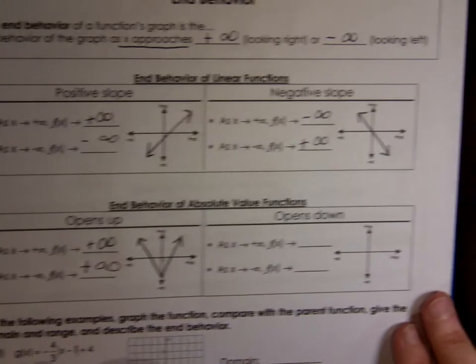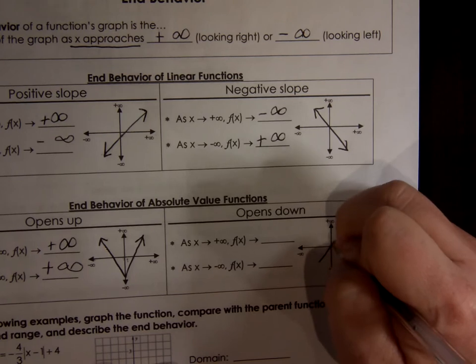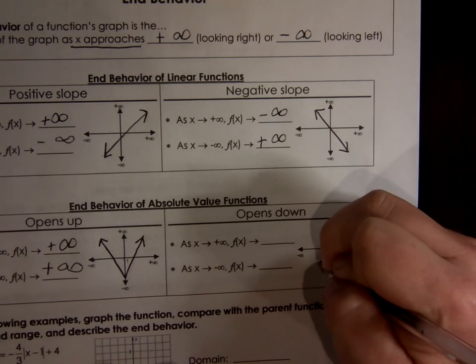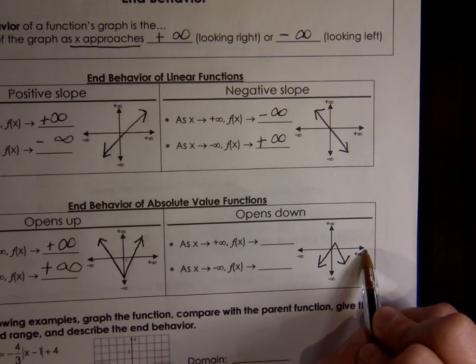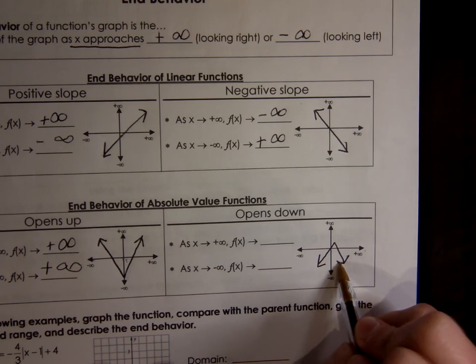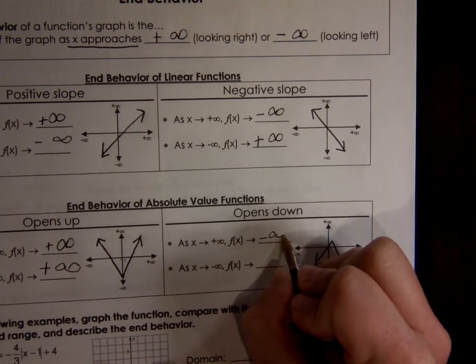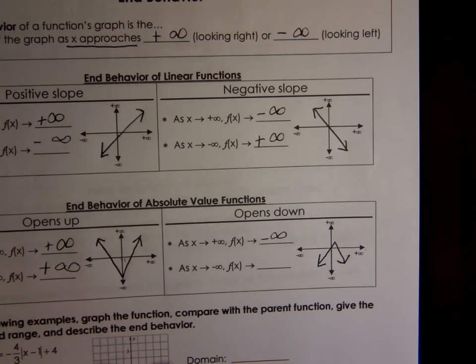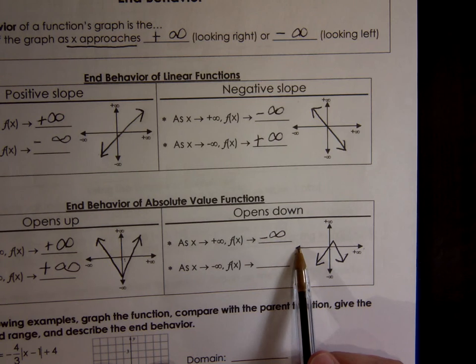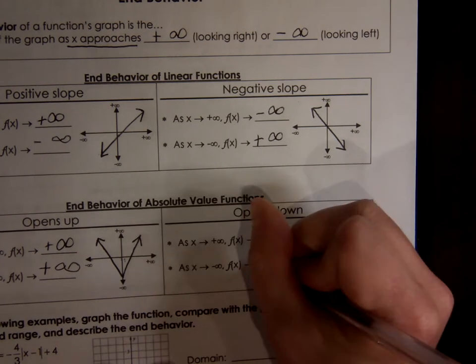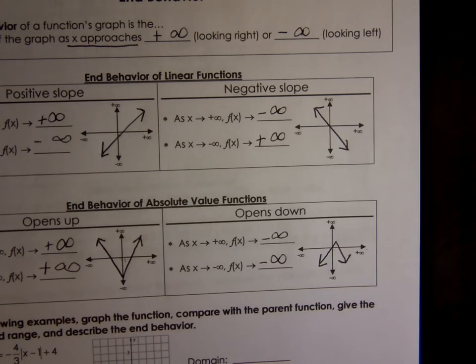For an absolute value function that is pointing down, as x approaches positive infinity, we have an arrow pointing down, meaning that f of x, or our function, is approaching negative infinity. And on the other side, as x approaches negative infinity, our function is pointing down, indicating that our function will approach negative infinity.